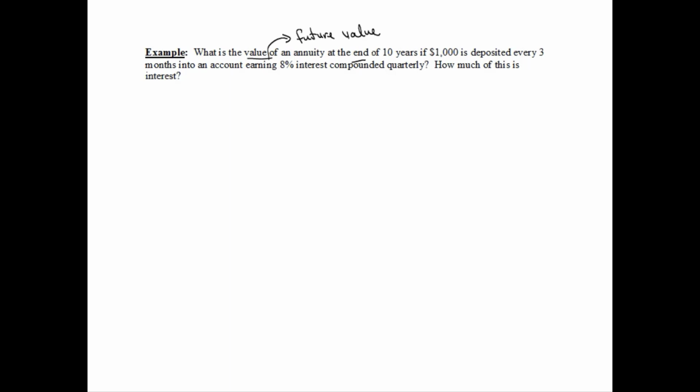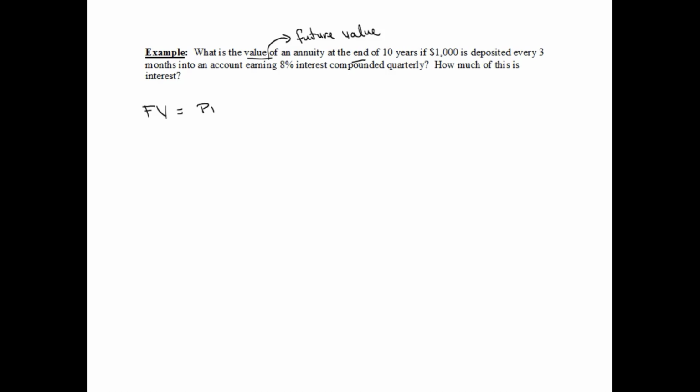Remember, it says end of 10 years, so that's future value. If $1,000 is deposited every 3 months into an account that earns 8% interest and is compounded quarterly, we want to determine how much of this is interest. So first of all, let's write down our formula.